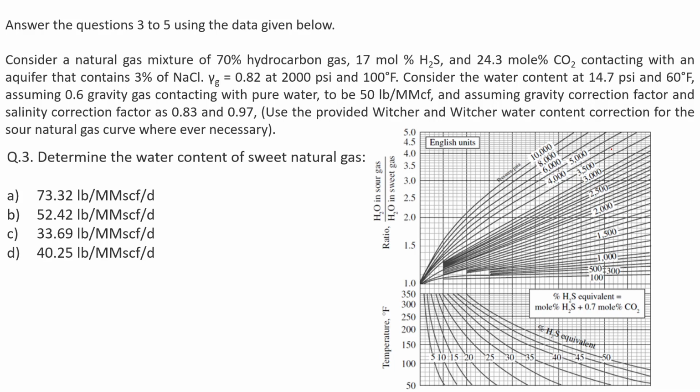So the first question, question number 3, according to this data, asks to determine the water content of sweet natural gas. Options are A 73.32, B 752.42, option C 33.69 and option D 40.25 lb per mmscf per day.